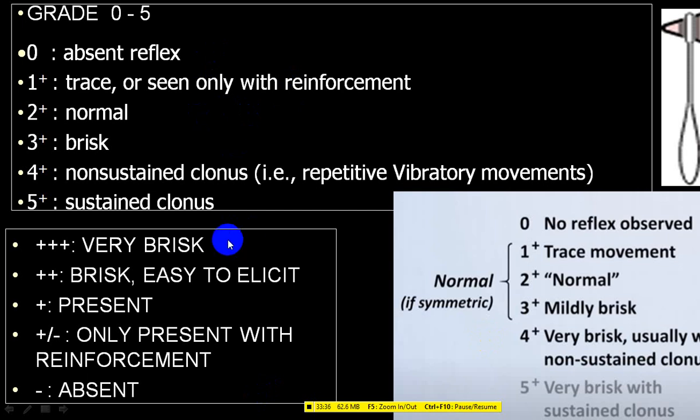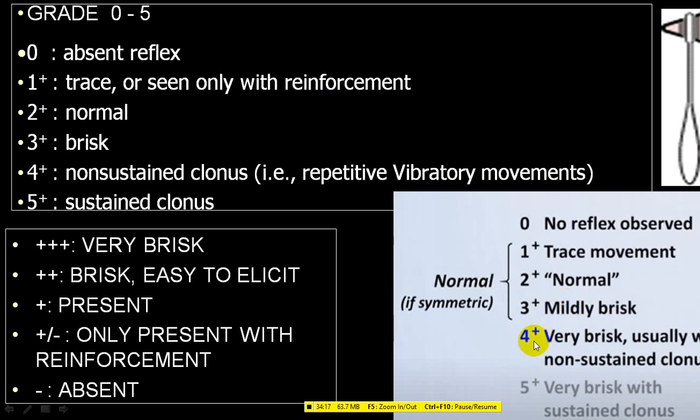Now the most important part. If the jerk is absent, we put that as 0. And if it is normal, then we put them into 3 divisions. Absolutely normal, we call 2 plus. Little reduced movement, we call hyporeflexia. Reflex is present, but the movement is diminished, and the person may require reinforcement to elicit the jerk. And if the jerk is elicited with a minimal tap, we call that brisk.